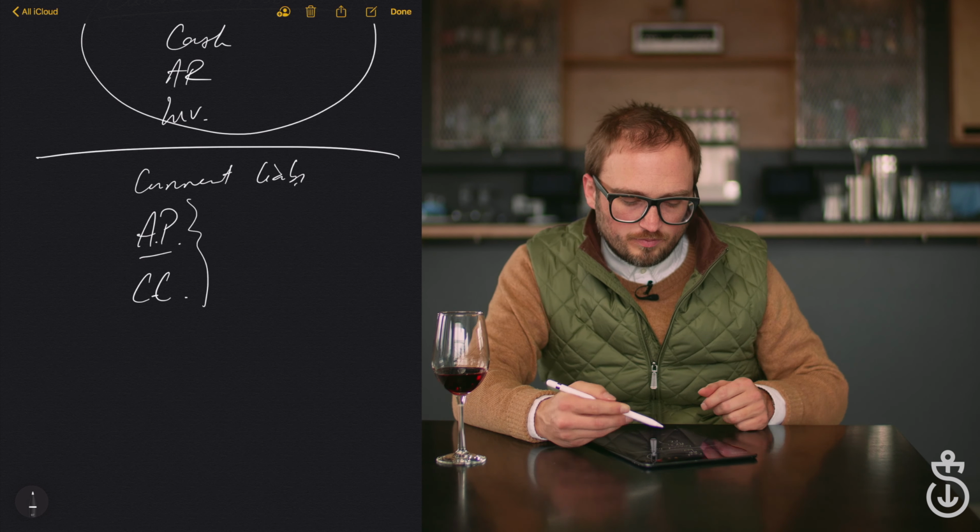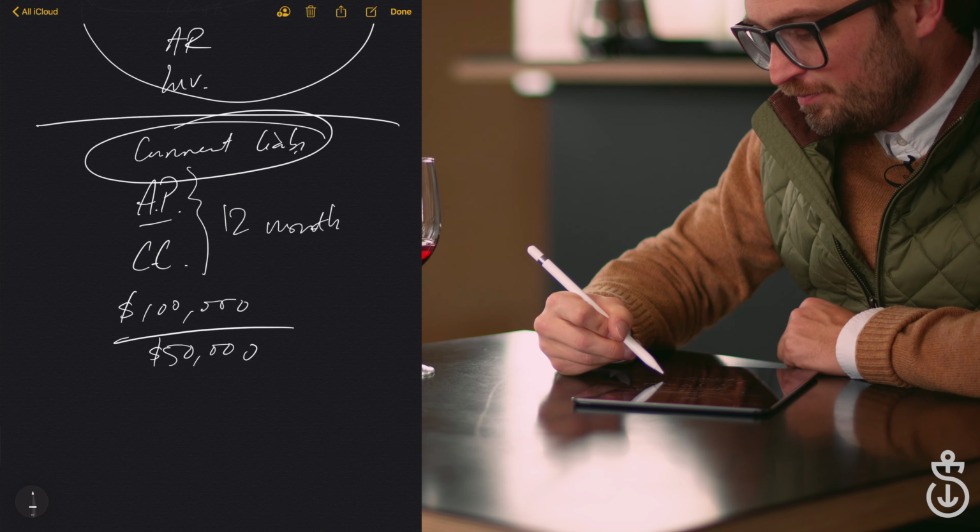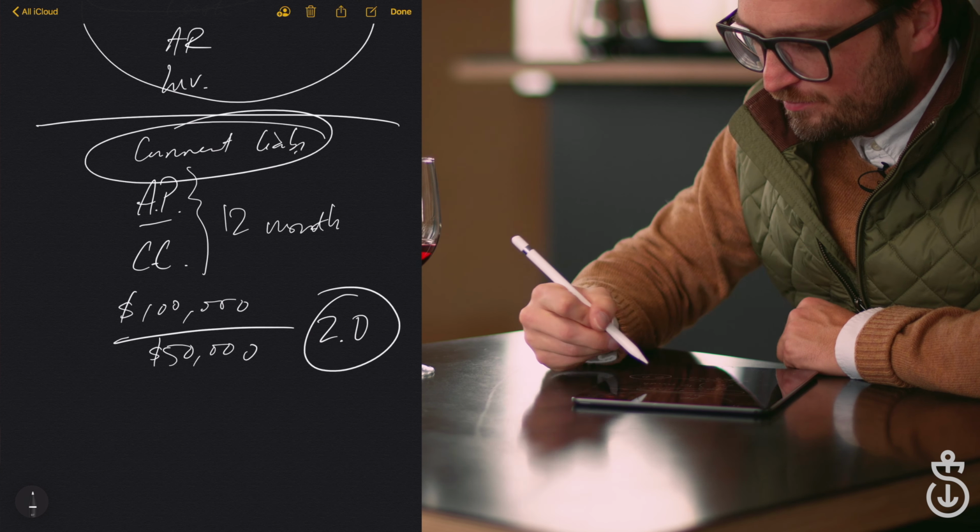Essentially, you just divide current assets by current liabilities, and the number that comes out, let's say your current assets are $100,000, your current liabilities are $50,000, you've got a really good current ratio of 2.0.